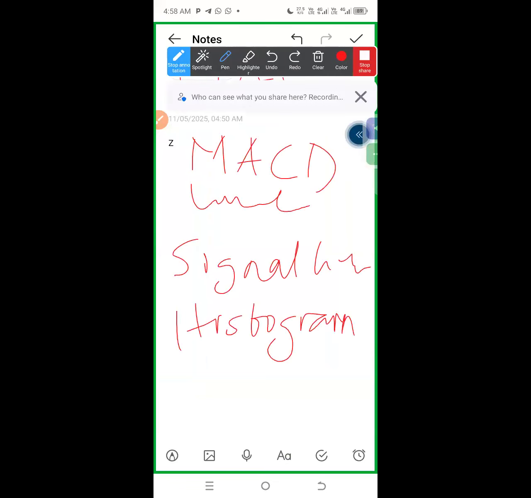Let's proceed. So we are going to look at these three things: the MACD line, the signal line, and also the histogram. These are what give definition to MACD. So the MACD is composed of three things: a line, which we call the MACD line, and then we also have the signal line, as well as the histogram.